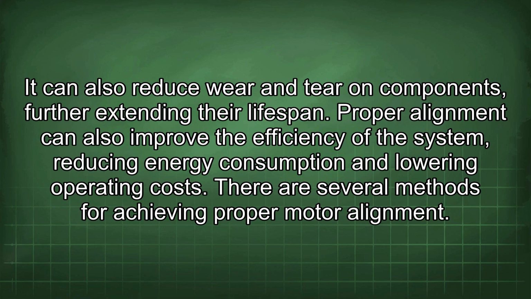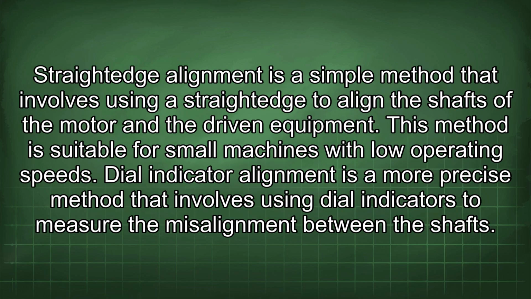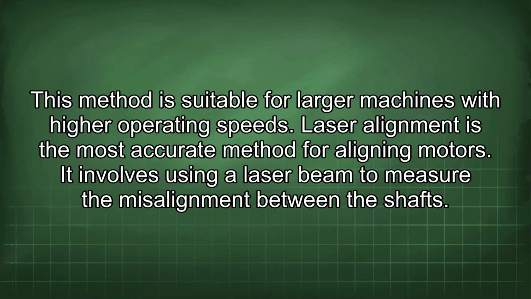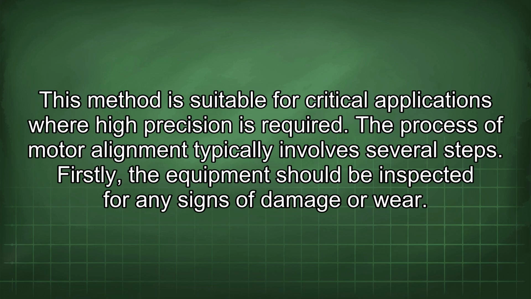There are several methods for achieving proper motor alignment. Straight edge alignment is a simple method that involves using a straight edge to align the shafts of the motor and the driven equipment. This method is suitable for small machines with low operating speeds. Dial indicator alignment is a more precise method that involves using dial indicators to measure the misalignment between the shafts. This method is suitable for larger machines with higher operating speeds. Laser alignment is the most accurate method for aligning motors. It involves using a laser beam to measure the misalignment between the shafts. This method is suitable for critical applications where high precision is required.